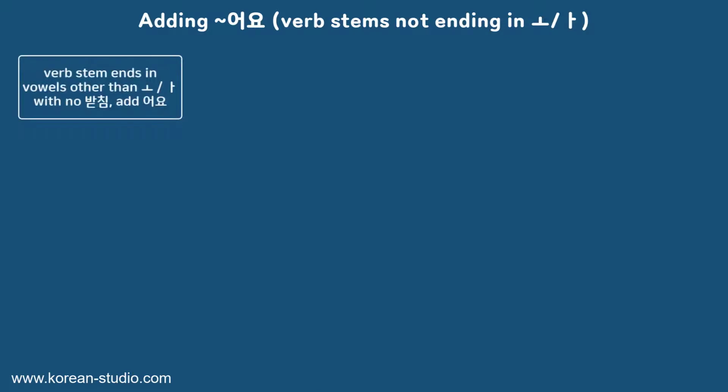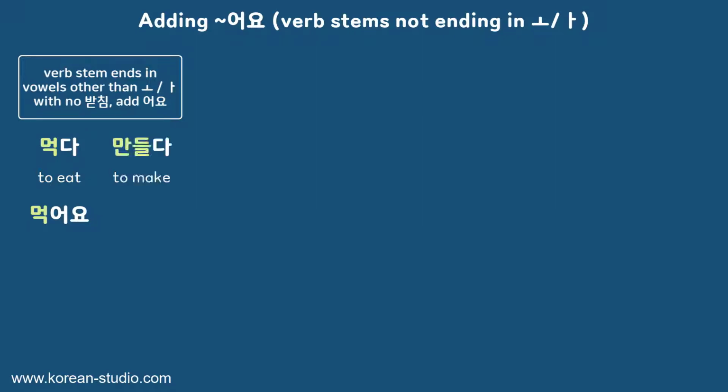Okay, so let's now take a look at how we add 어요 to verb stems. We basically add 어요 to verb stems when the verb stem ends in vowels other than ㅗ or ㅏ. And there are four main patterns. First, if the verb stem ends in vowels other than ㅗ or ㅏ with 받침, we simply add 어요. So the verb 먹다, meaning to eat, becomes 먹어요.